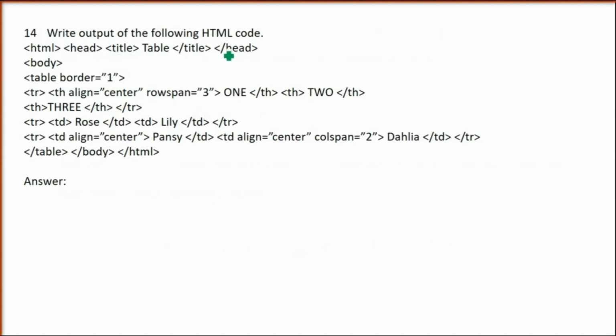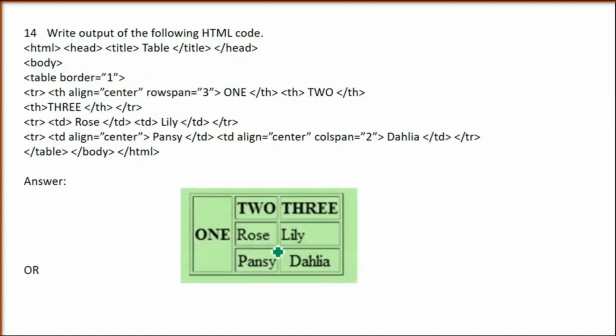Write the output of the following HTML code. What will be the output? Let me show you first what is happening so that you understand also. We started HTML and we ended with HTML. In the head we started and we ended. In the title we added and ended. Title means whenever this web page containing this table comes up, the title of that web page will have this text, table.